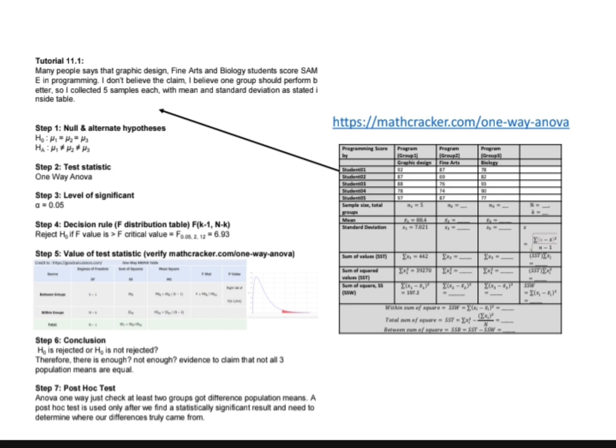Step 7. Post hoc test. A one-way ANOVA only tells us that a difference exists, but it does not tell us which groups are different, because the result is statistically significant. A post hoc test such as Tukey's test is needed to identify where the differences come from.